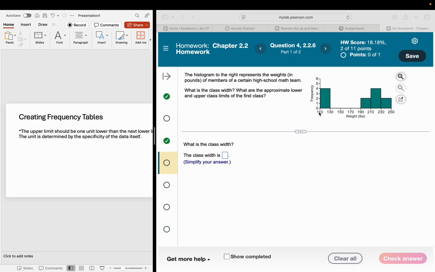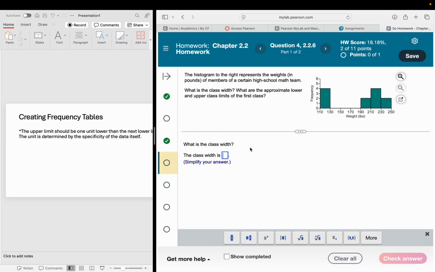So we can see that here. This one went from 110 to 130. If you think about that, then actually we went probably from 110 to 129. And then the next lower limit is 130, which actually answers our question. My class width is, well, the distance between these two, which looks like it's 20. So from 110 to 130, so on and so forth.